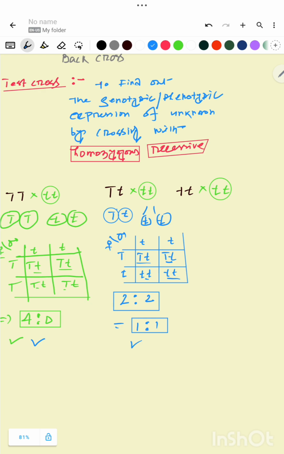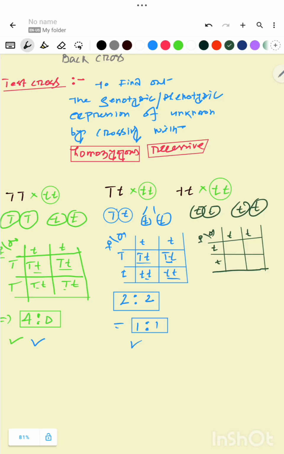Now let's see what the pattern of the ratio will be in this last case. Here also small t, small t. So let's do the crossing. Let's see what pattern of ratio comes. All the offspring are small t, small t, and the ratio will be 0:4.